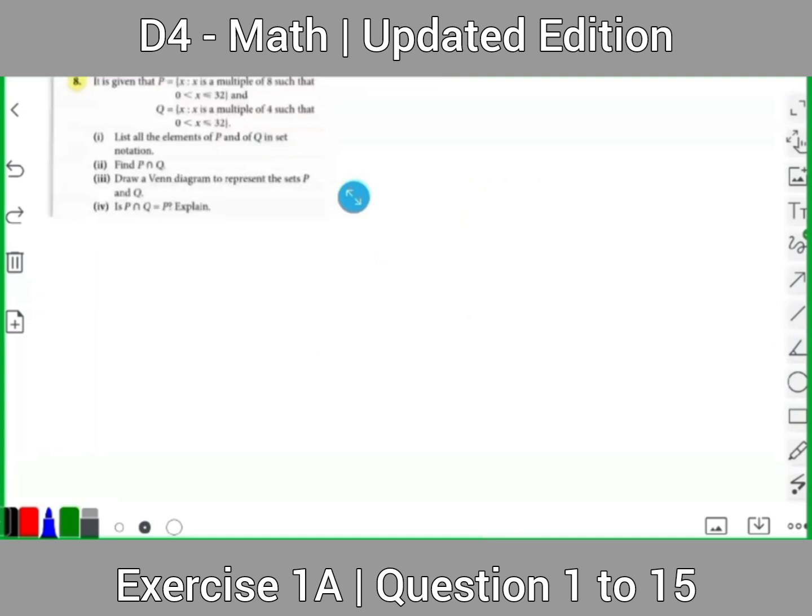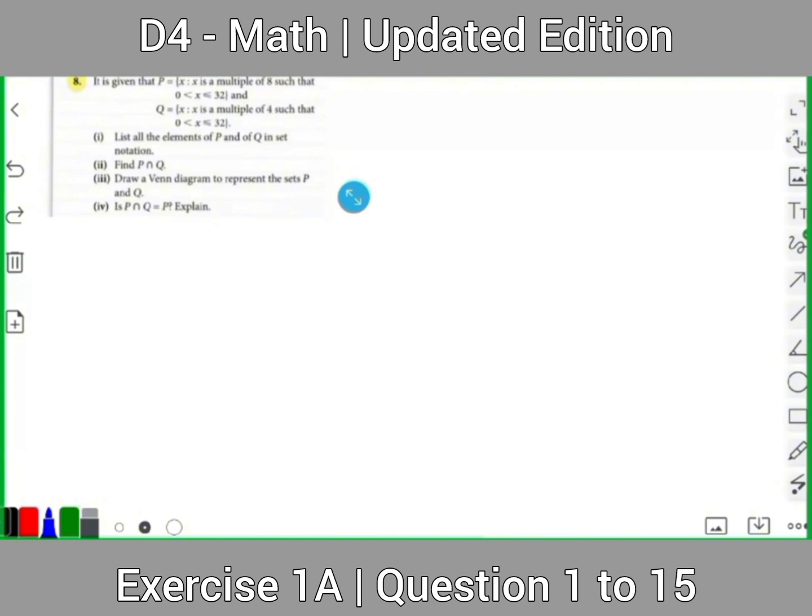The set P is equal to X such that X is a multiple of 8 such that X is greater than 0 and less than or equal to 32. And Q is equal to X such that X is a multiple of 4 such that X is greater than 0 and less than or equal to 32. So in the first part, we have to list all elements of P and Q in set notation.